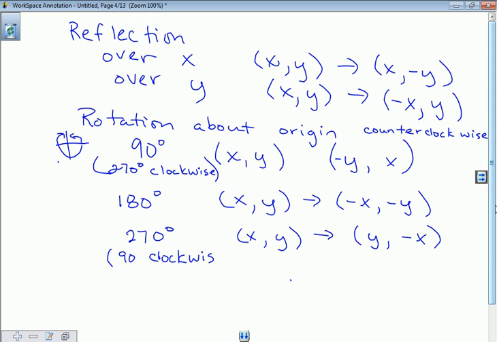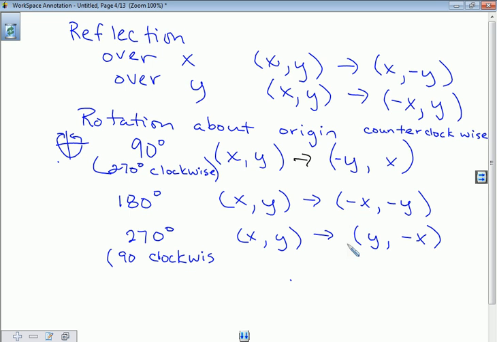All right, the next one, reflection. So we can prove congruence using reflections. The main reflections we did were reflections over the x-axis and reflections over the y-axis. If we reflected over the x-axis, we reflected over the x, what changes? The y. So (x, y) goes to (x, -y). If we reflected over the y-axis, the x changes to the opposite.